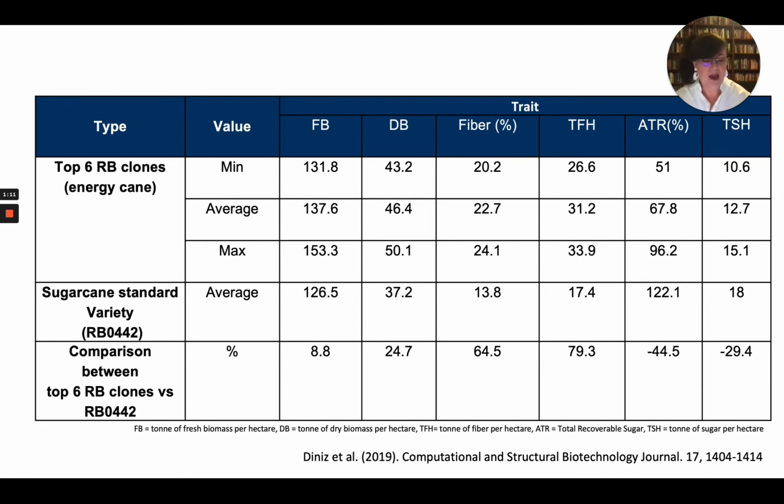This was for sugarcane. Now we have the energy cane that is producing an average of 46 dry tons per hectare of biomass. What I was talking about was based on sugarcane, where a sugarcane standard variety averages 37 dry tons per hectare. With the new varieties of energy cane, we see yield increases of 25%, fiber is increasing by 64%, and sugar is decreasing 44%.